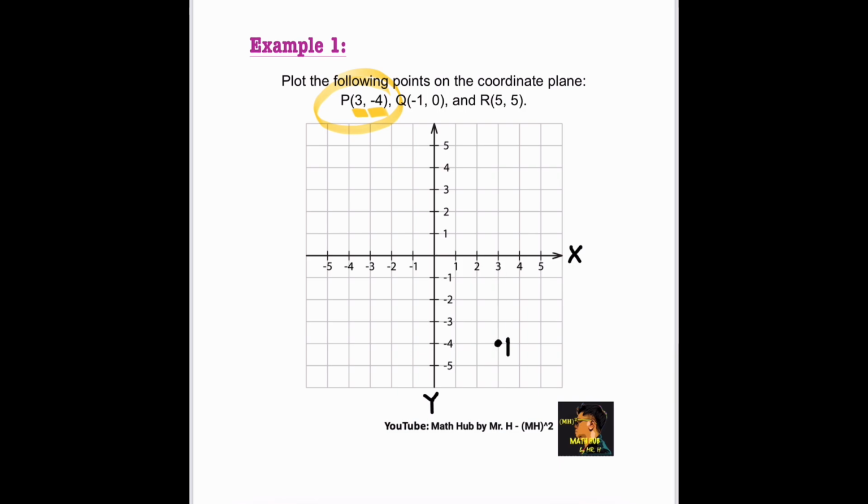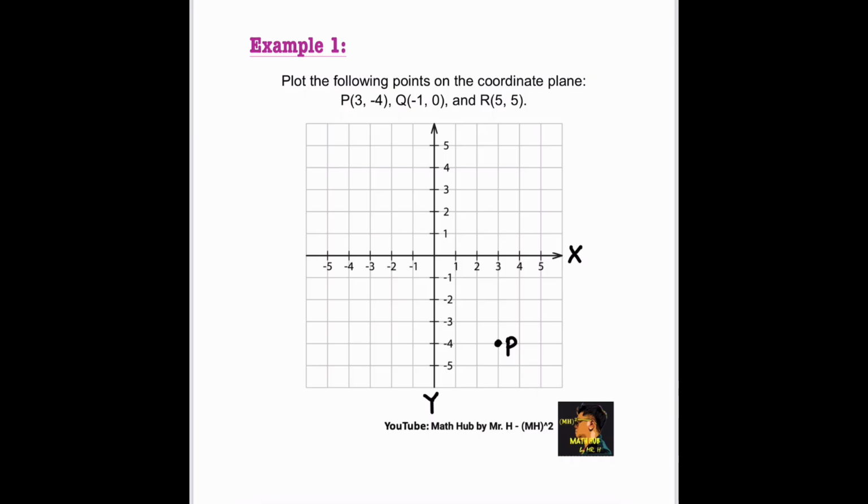Point P. The next point is point Q, which has coordinates of -1, 0. If you want to answer this, feel free to pause the video. So maybe you're questioning, the y-coordinate is 0. If you see 0 there, whether it's in the x-coordinate or y-coordinate, definitely 0 tells you you're not moving.